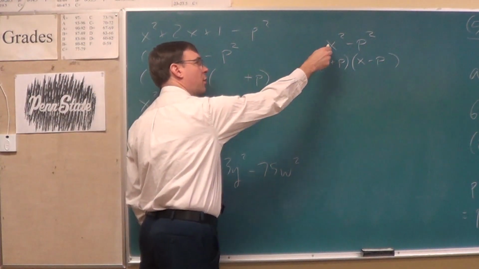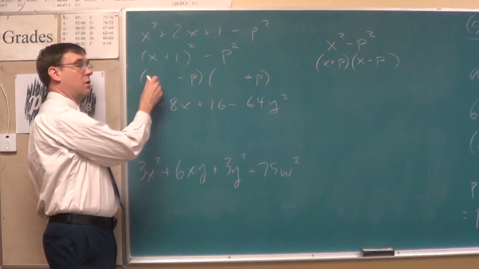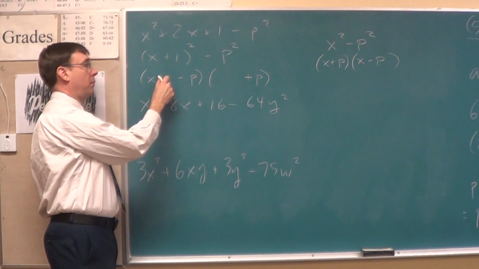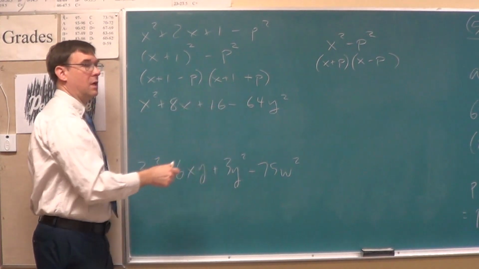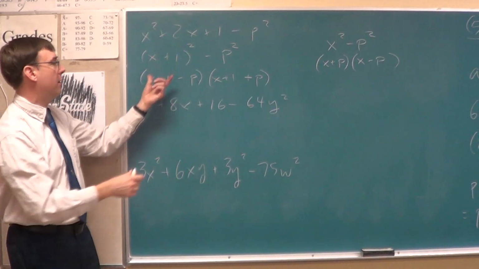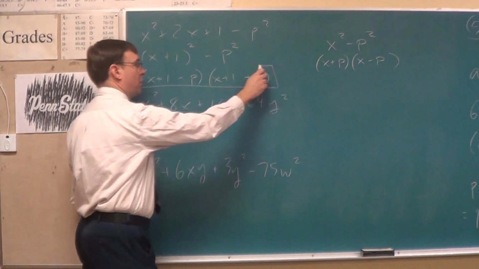When this one had x squared, we did x's to start. This has x plus 1 squared, so start with x plus 1. If it has x plus 1 squared, just split it into a pair of x plus 1s. And that's as far as that one's going to go.